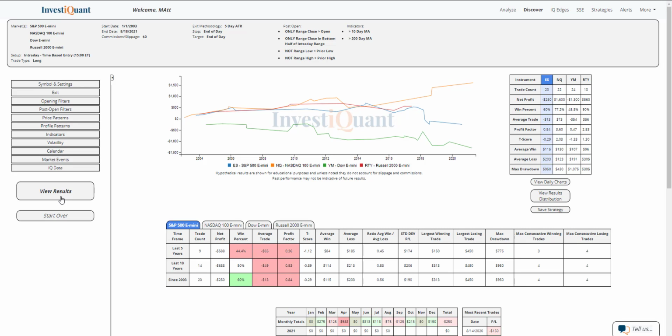Historically, only 20 samples here for the S&P, and that's looking back to 2003, so pretty rare territory. The NASDAQ has 22 samples, the Dow has 24 samples, and the Russell only 10. So small sample sizes everywhere. If we look at the win rates on them, 3 of the 4 have fairly strong win rates. One of them is a bit more neutral.